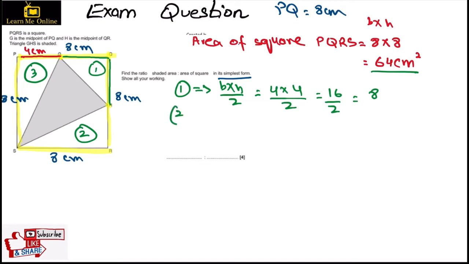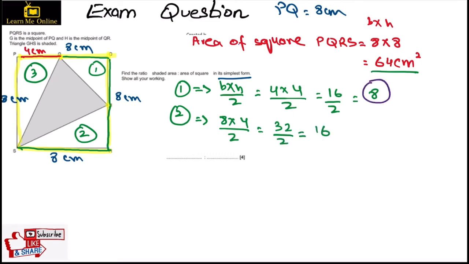Now for the second one, the second triangle is this one. So we know that the length is 8 and the height is 4. So we do 8 times 4 and make a half of it, which is 32 divided by 2, which would be 16. So we know what the area is for the first one, and we know what the area is for the second one. Now we're going to find the area of the third one, which is there.